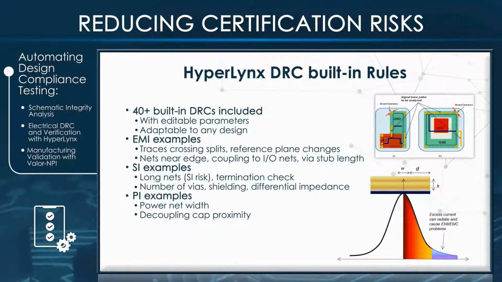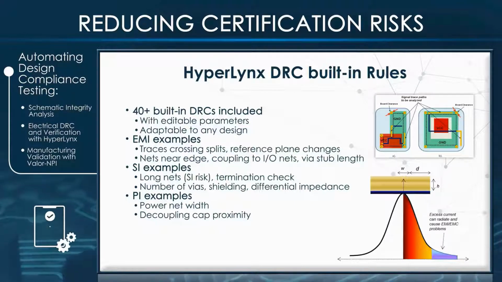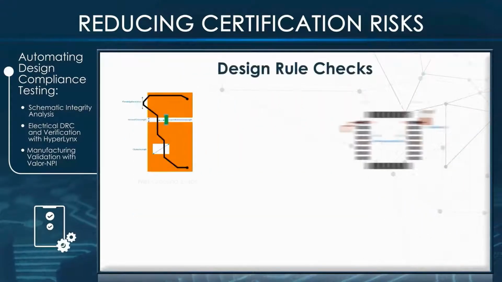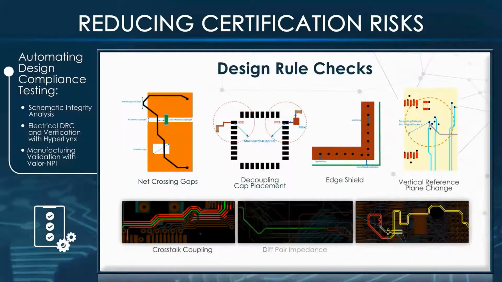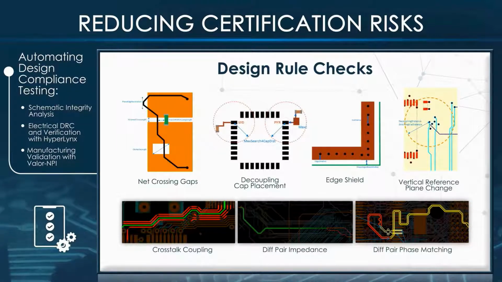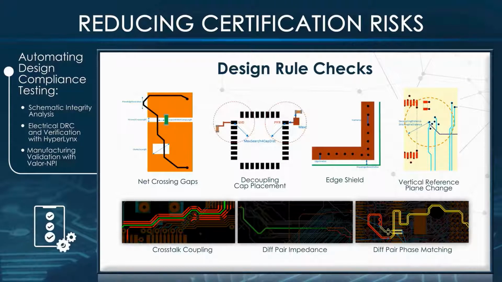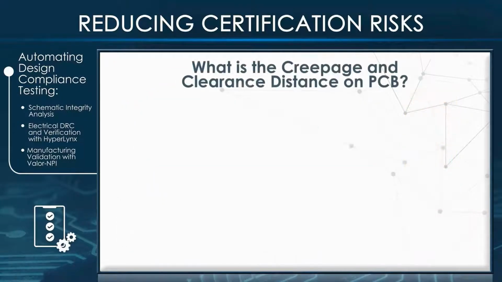Some examples are high-speed traces crossing gaps, where a high-speed signal will see an impedance change on that gap in the power planes. It'll cause a reflection of that signal. So that's something where you'd manually need to check high-speed nets in the design, layer by layer, net by net. Decoupling capacitor placement, checking if the voltage on the capacitor is the proper voltage to decouple the IC power pin and if it's close enough, within the proper distance. Return path changes for signals, crosstalk checks, impedance checks, differential pair phase matching, all the things that are hard to check manually.